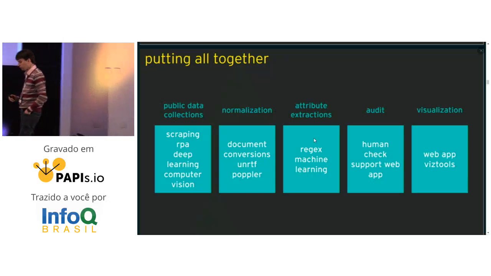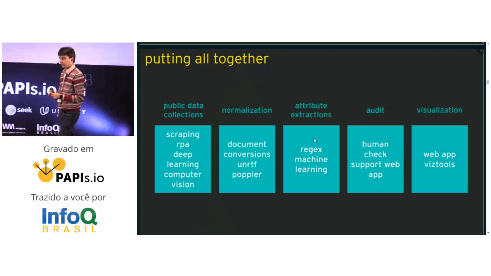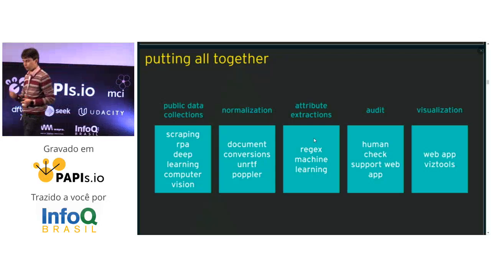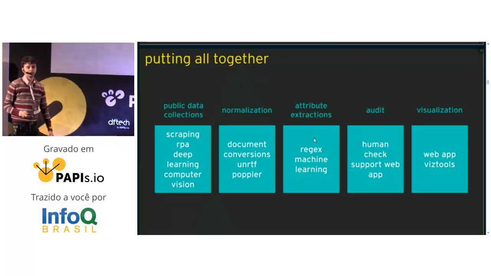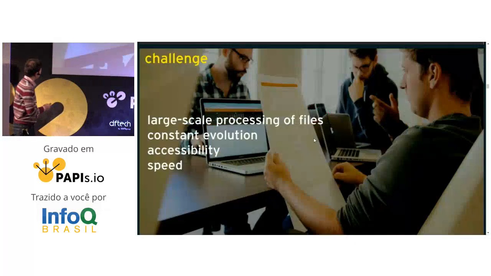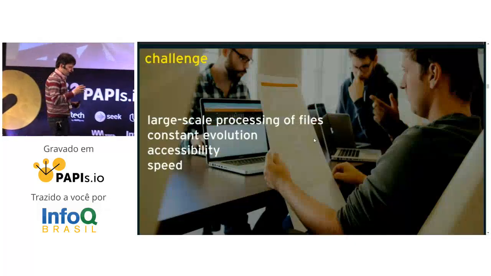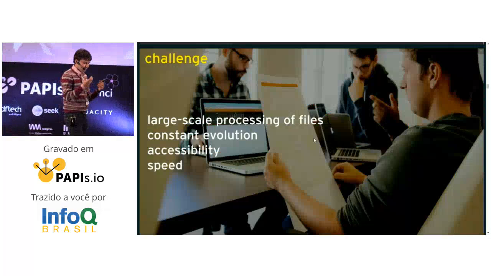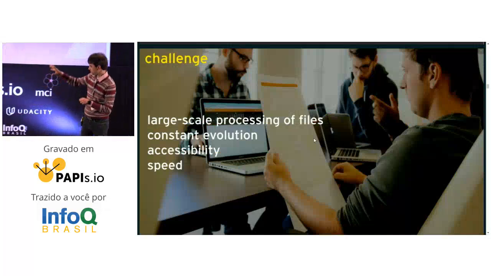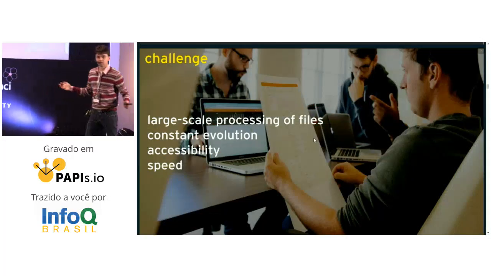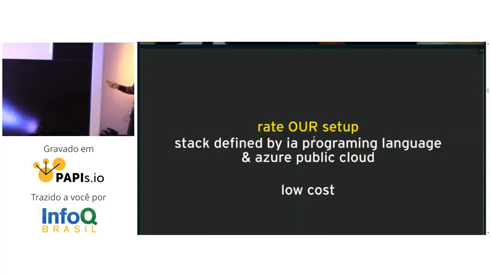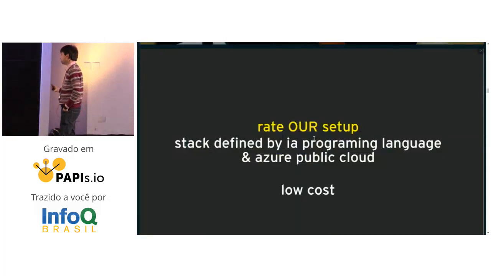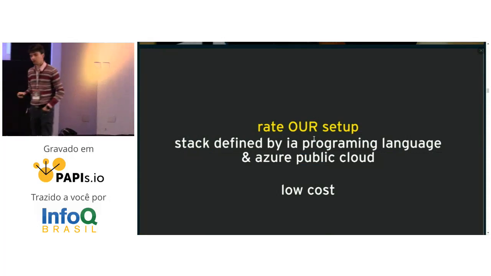By the end, we delivered all this data organized into web apps that could be accessible by notebooks, tablets, smartphones, or even connected to data visualization tools. So how can we scale this process for millions of documents? We chose a public cloud vendor, Azure Cloud, and we keep it at low cost.